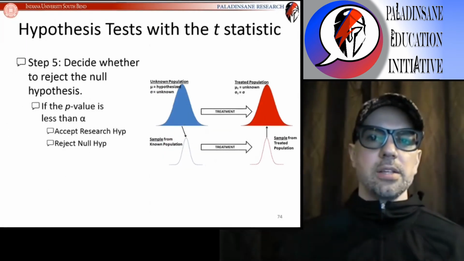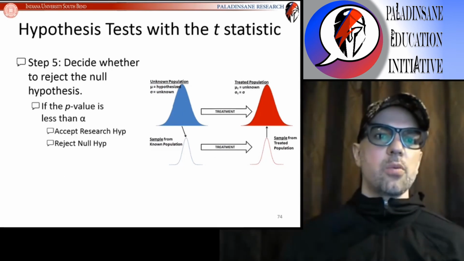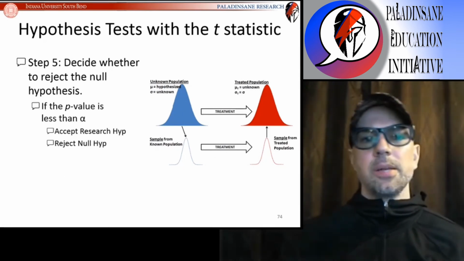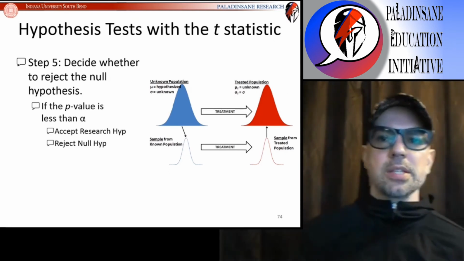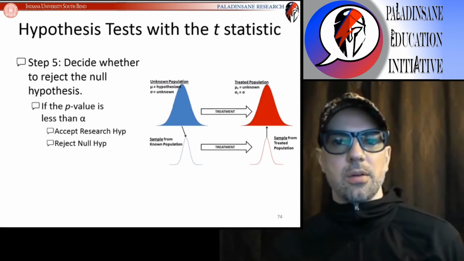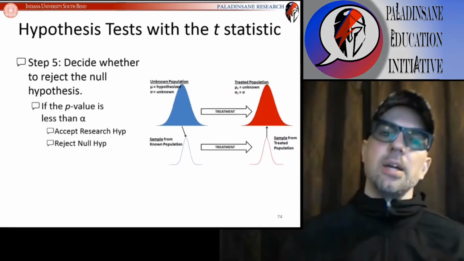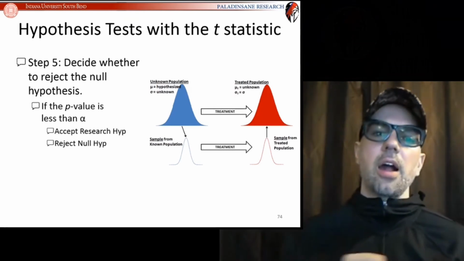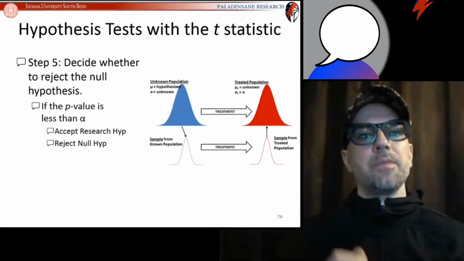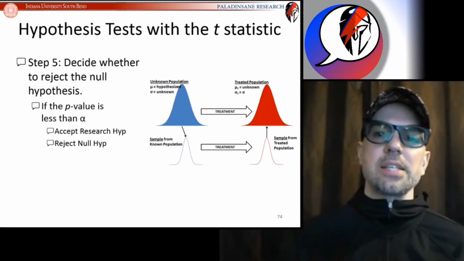Now we are ready to make our decision. So decide whether to reject the null hypothesis. If the p-value is less than alpha, we're going to reject the null hypothesis and we're going to accept the research hypothesis. If you recall, our p-value is 0.015. Our alpha level is 0.05. That means that our p-value is less than our alpha value.